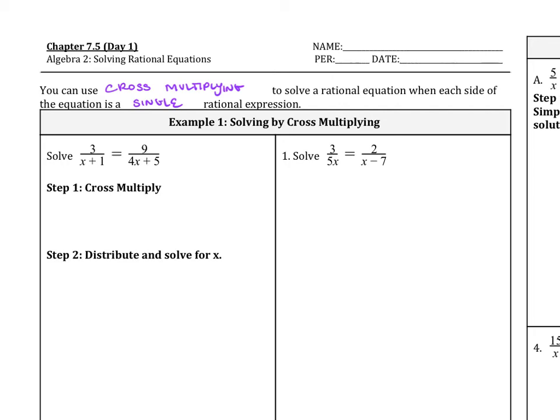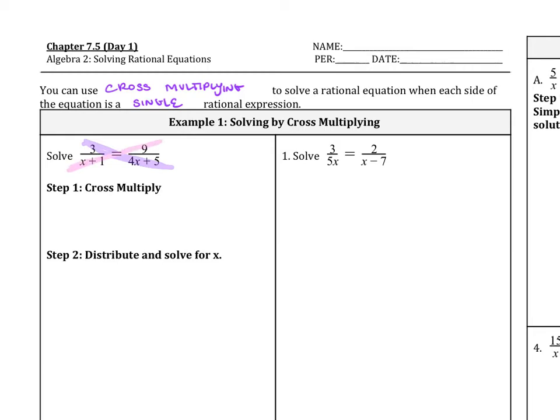Chapter 7.5, Day 1, we're solving rational equations. You can use cross-multiplying to solve a rational equation when each side of the equation is a single rational expression. So we're going to use this method for these rational expressions. Notice that we have one rational expression on each side, so we're going to cross-multiply. We multiply these together and then multiply these together.